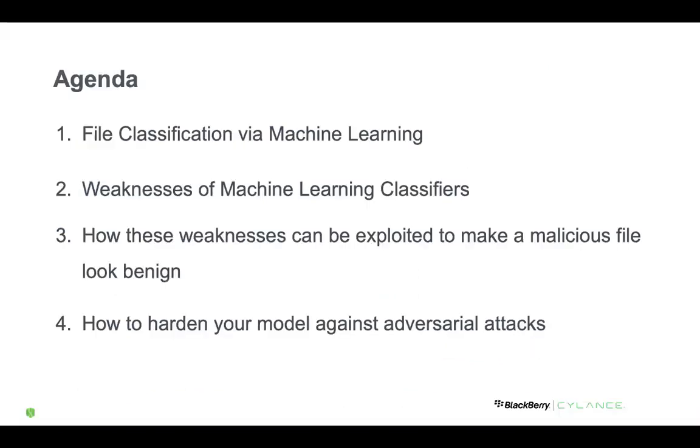Great. Thank you, Josh. The agenda. First, I'm going to talk a little bit about file classification via machine learning. I'll then talk about some of the weaknesses that arise in these kinds of models. And then I'll go into how these weaknesses can be exploited to make a malicious file look benign. Finally, I'll go into different ways you can harden your model against these kinds of adversarial attacks. And then for the latter half of the presentation, Josh will talk about some practical applications of these things.